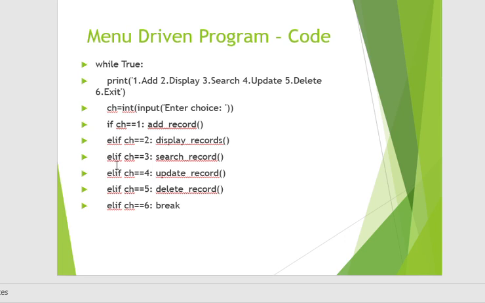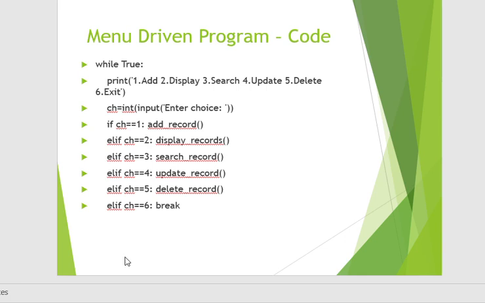If this is also not true, elif, if the user has entered 3, search record will be executed, or it will be called. For case ch equals 4, update record will be called. Elif ch equals 5, then delete record will be called. Else if ch equals 6, it is going to break because we want to end the program.